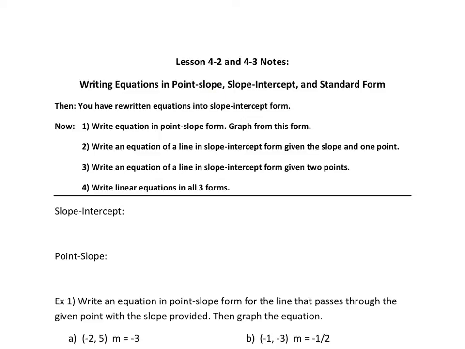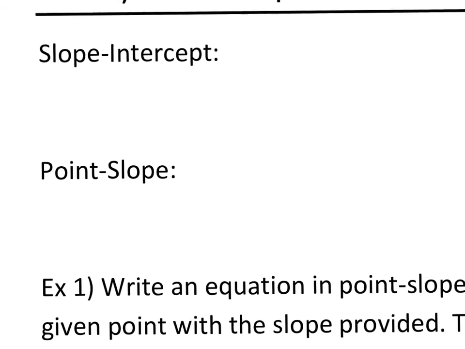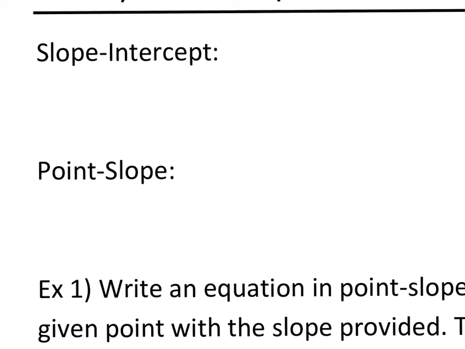Okay? So the first thing we're going to do is let's review what slope-intercept is. Slope-intercept is y equals mx plus b, where b is your y-intercept, or it's where you're going to start your graph on the y-axis. M is your slope, and then keep in mind that the y and the x here, those are just a coordinate point.